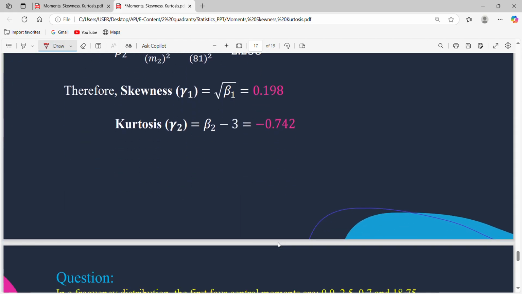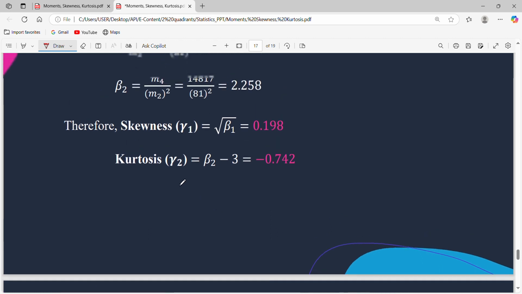According to the problem, we can also say the nature of the distribution. If gamma 1 is positive or negative, we can conclude which type of skewness we have. If we have kurtosis minus or plus, accordingly we can also discuss which type of kurtosis it is.